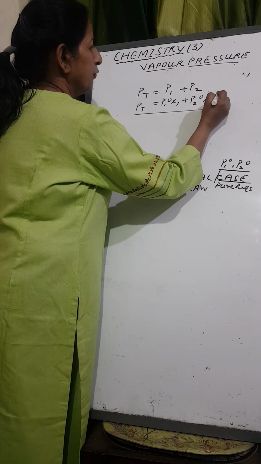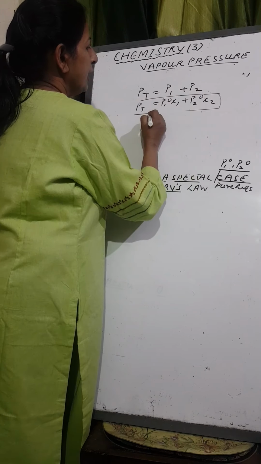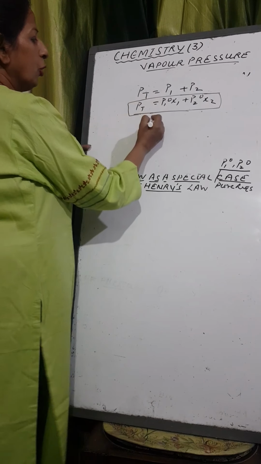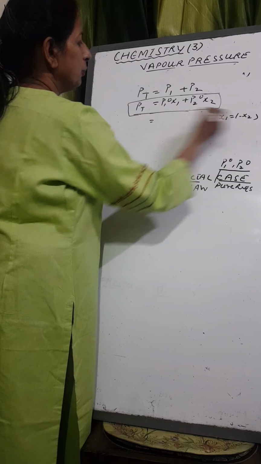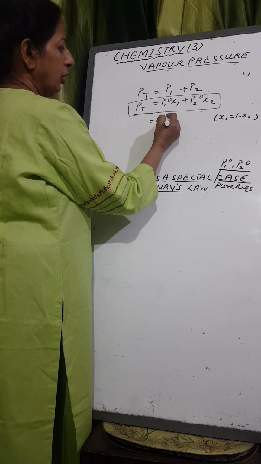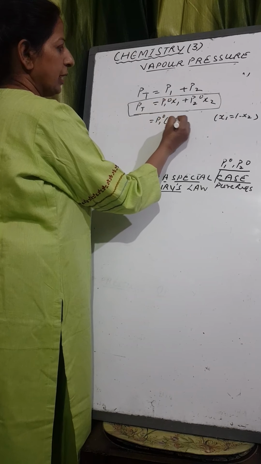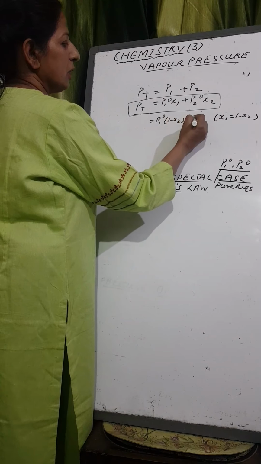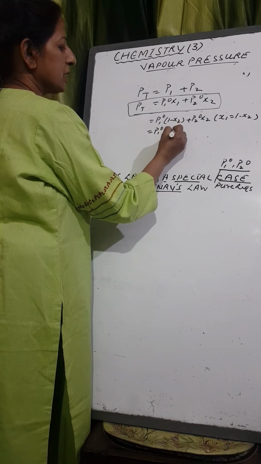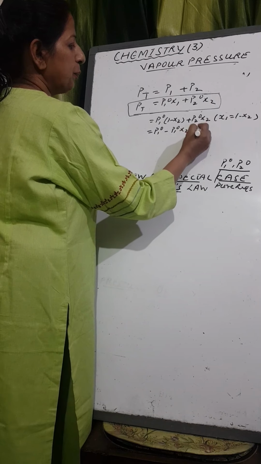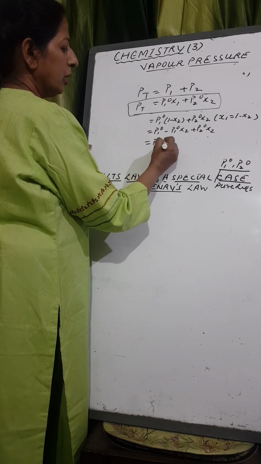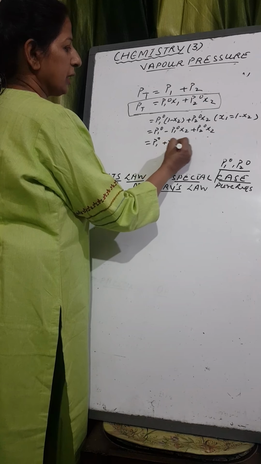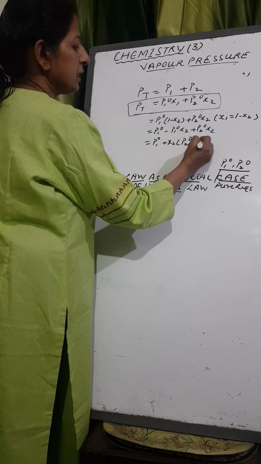This is a very important formula which you will find handy in solving the numericals. Now we can substitute chi 1 as 1 minus chi 2, then it comes out to be P1 naught. In place of chi 1, let's write chi 2. It comes out to be P2 naught chi 2. Solve it. P1 naught minus P1 naught chi 2 plus P2 naught chi 2. On rearranging, we get P1 naught plus, take chi 2 as common, P2 naught minus P1 naught.